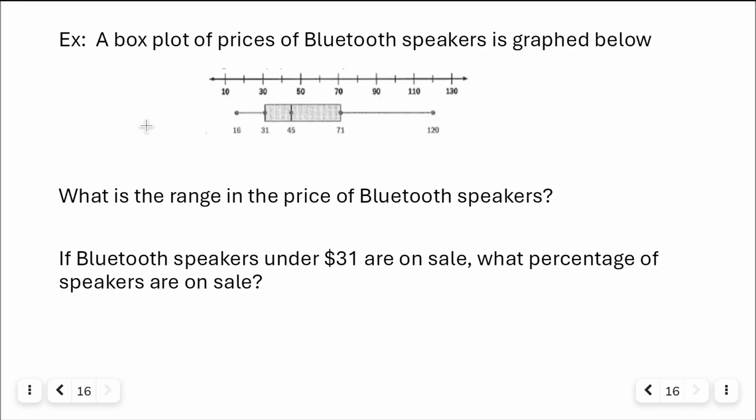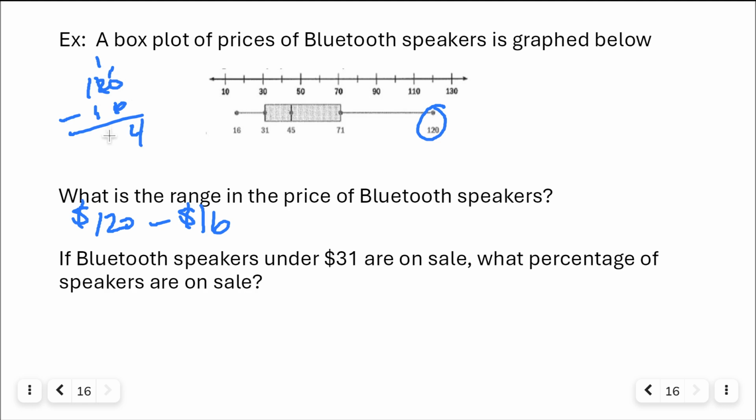Okay. And then finally, a box plot of prices of Bluetooth speakers is graphed below. What is the range in price of Bluetooth speakers? Well, the range would be the largest minus the smallest. So the largest is 120 minus the smallest is 16. So 120 minus 16. So I'll borrow that, make that a 10. 104. $104.